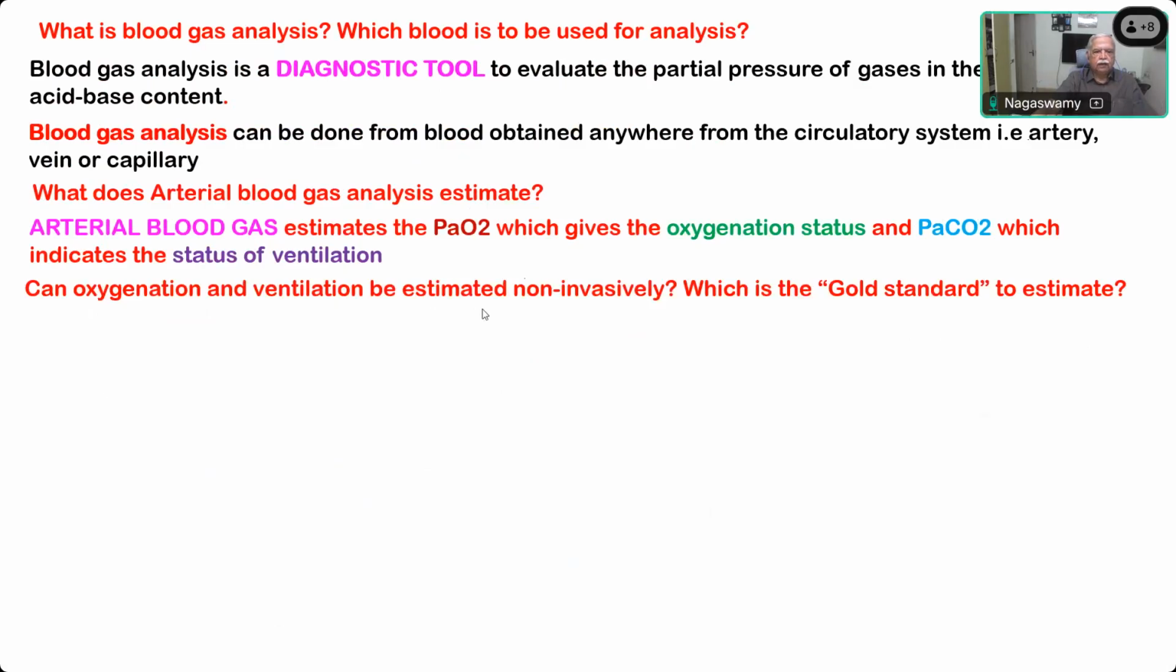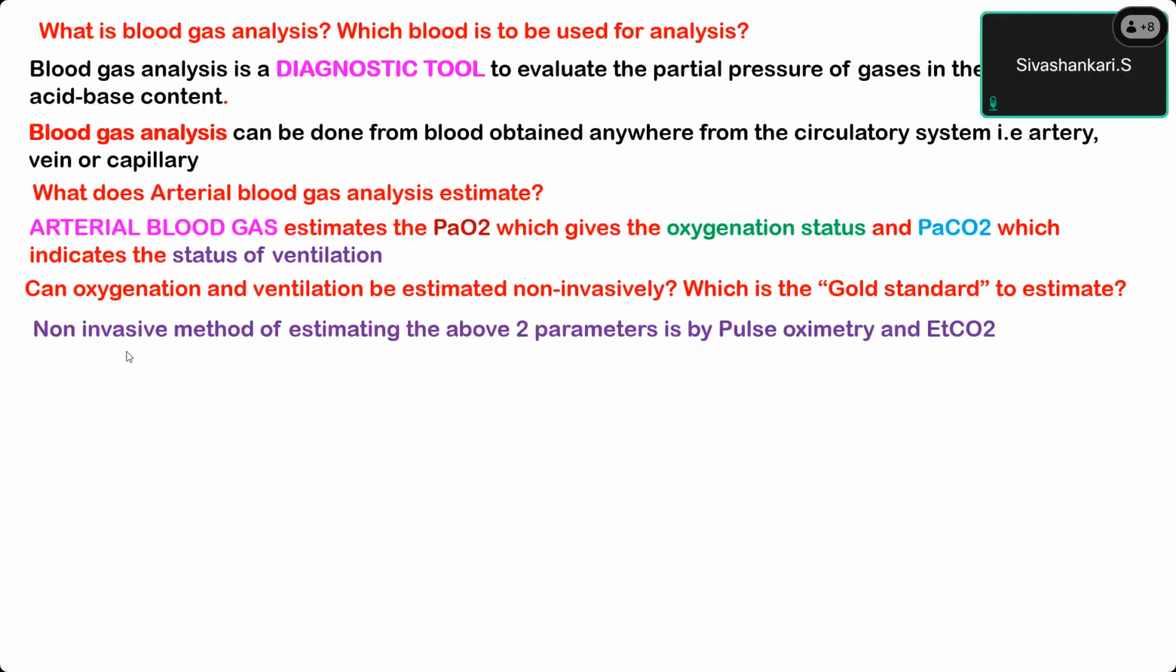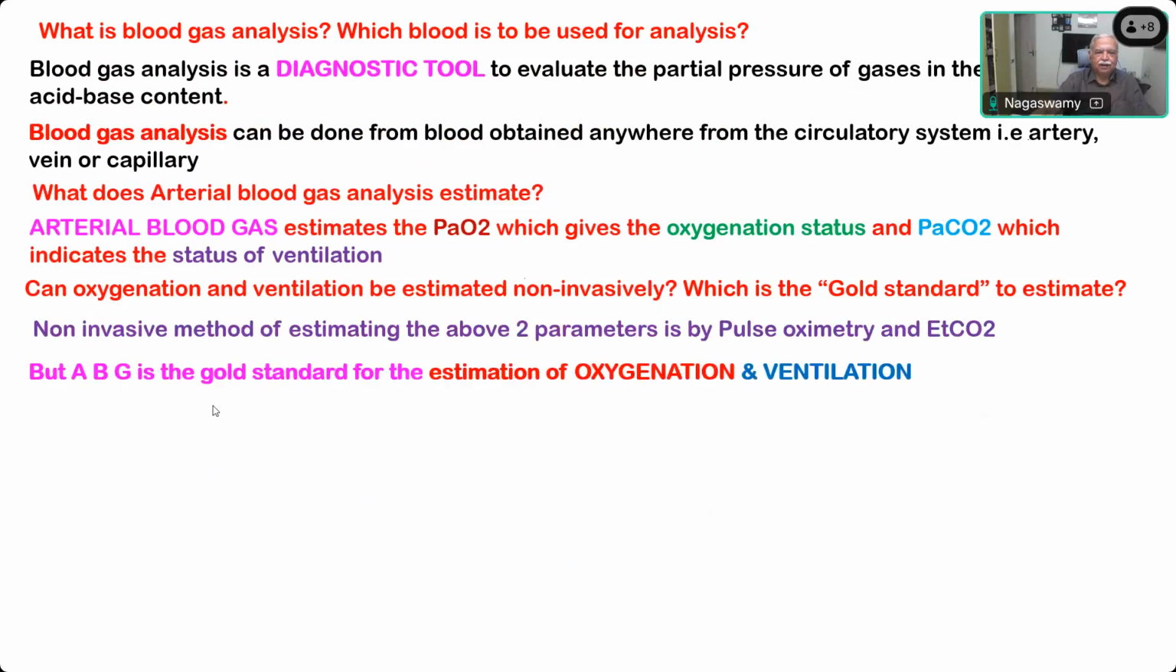Can oxygenation and ventilation be estimated non-invasively? Which is the gold standard to estimate? How are you doing your estimations in the OT when you are anesthetizing a patient? SpO2 and ETCO2. Non-invasive methods are two parameters, pulse oximetry and ETCO2. These are the indirect or non-invasive methods of measuring the oxygenation as well as the ventilation. Okay, but ABG is the gold standard of estimation of oxygenation and ventilation.